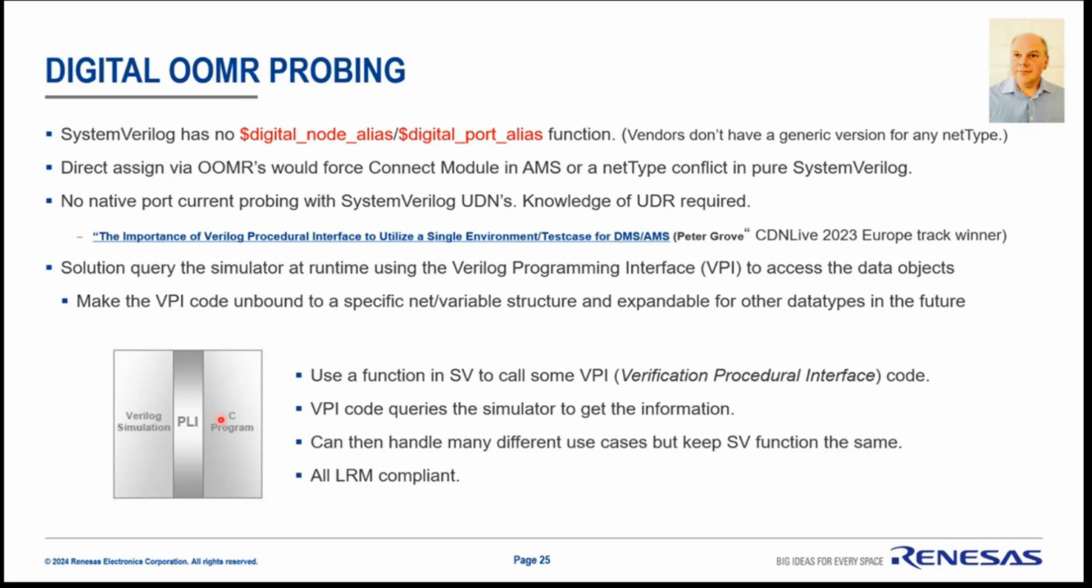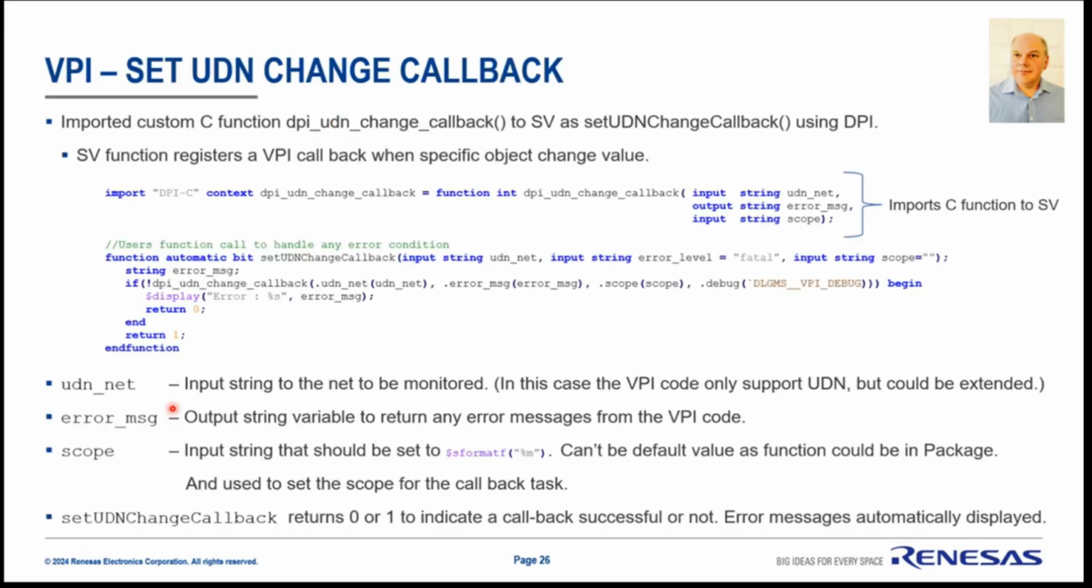So the way you write your C program here basically uses VPI routines that are supplied as part of the simulator to allow you to query it. So you can go and query, like, what's the time scale of this module, and other things like that. And the nice thing about this is it's all LRM compliant. So the first thing we need to do is create a callback. We need to give it a path and go, right, register this callback. So this is a custom C function called DPI UDN change callback.